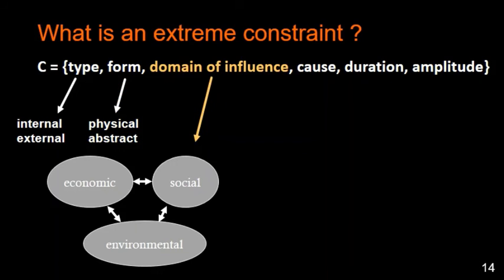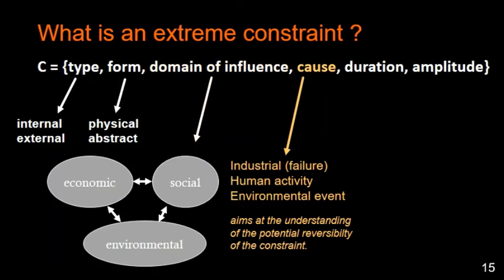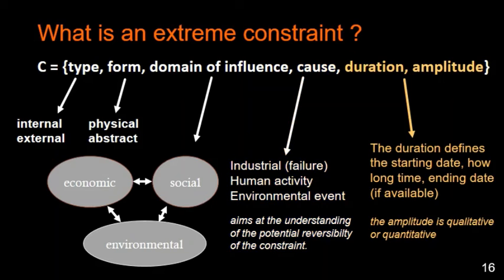Concerning the domains of influence, it can be social, environmental, or economic. For the causes, it comes maybe from a failure, from a company, from human activities, or maybe an environmental event, for example, a hurricane. For the duration, well, it depends on the context. Again, the duration defines the starting date, if you have it, how long it lasts, and maybe the ending date, if it's possible to define it. The amplitude can be given with qualitative or quantitative data.